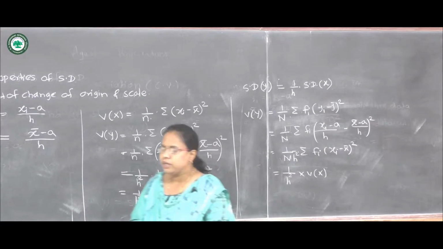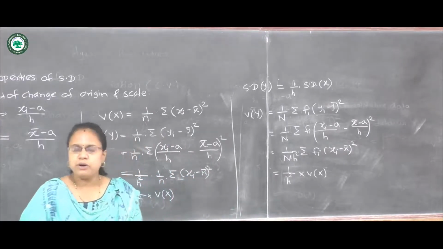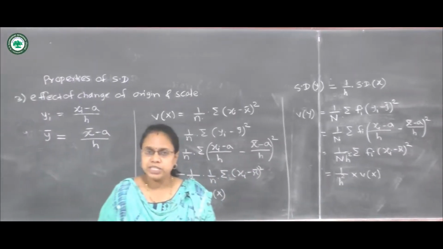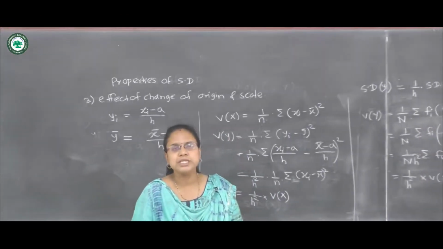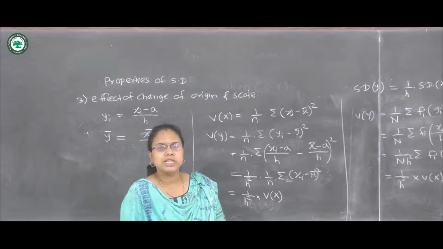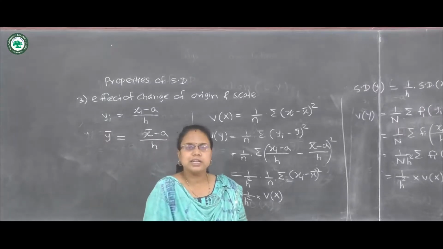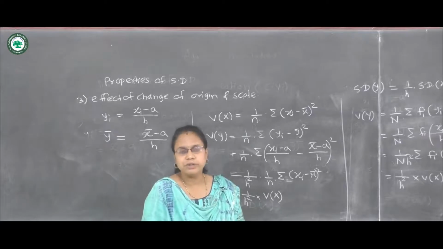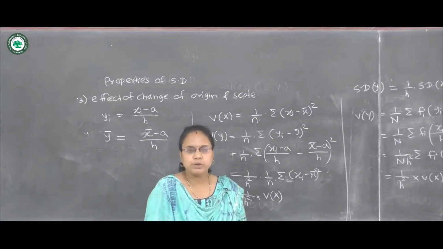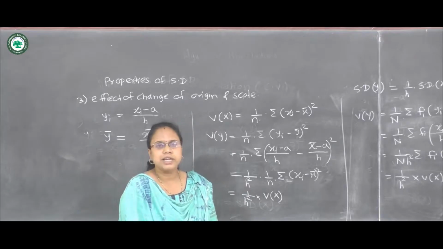So in this way we can prove this property of effect of change of origin and scale on variance, and it can be seen that variance or standard deviation gets affected only by change of scale, and it is not affected by the change of origin. Now let us see the next property.